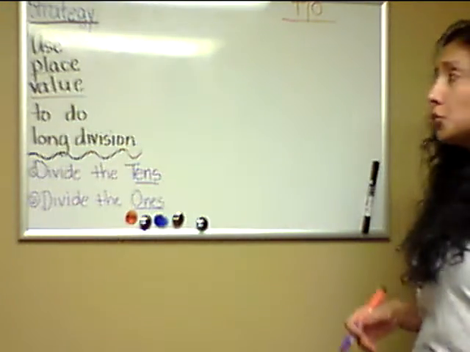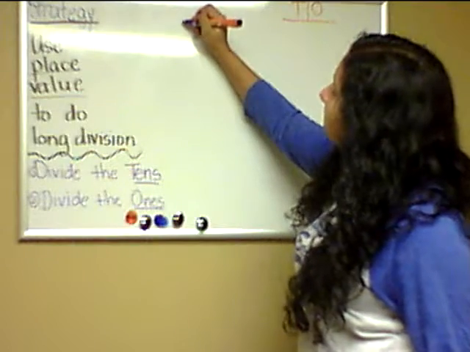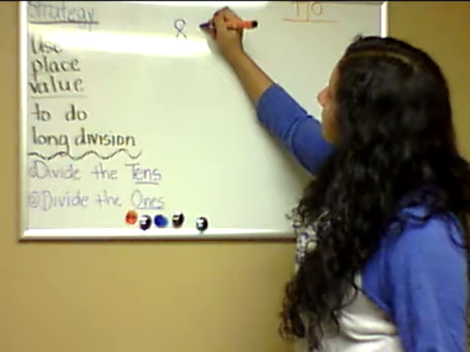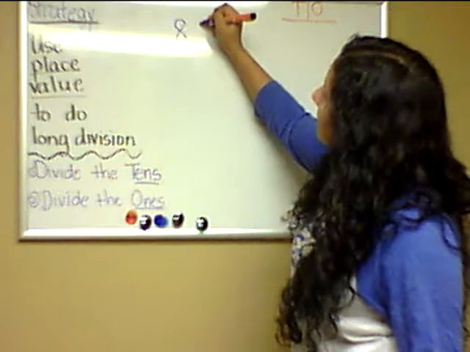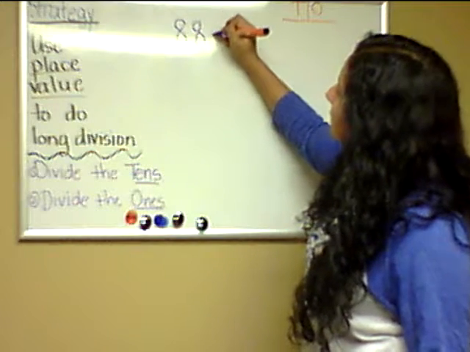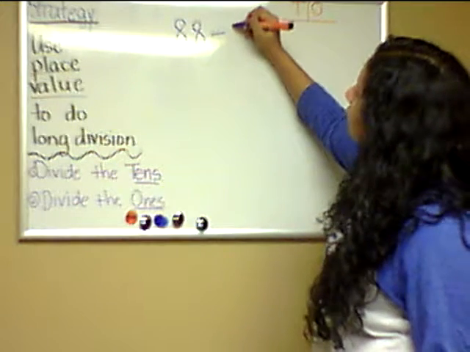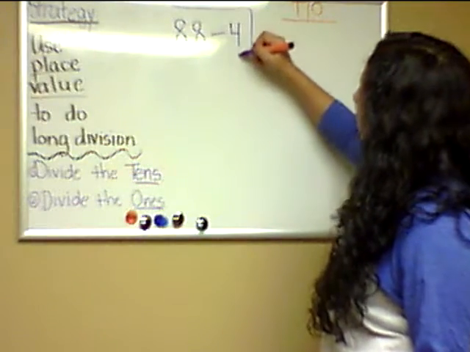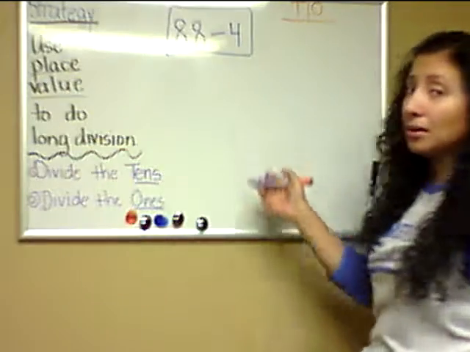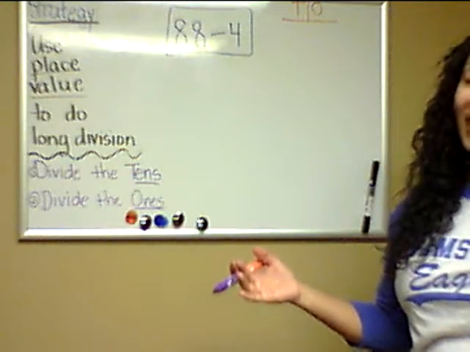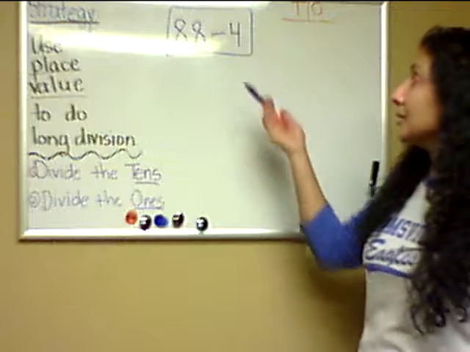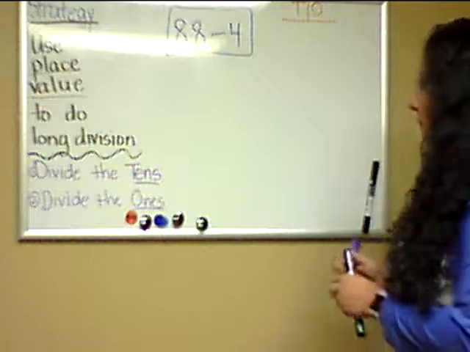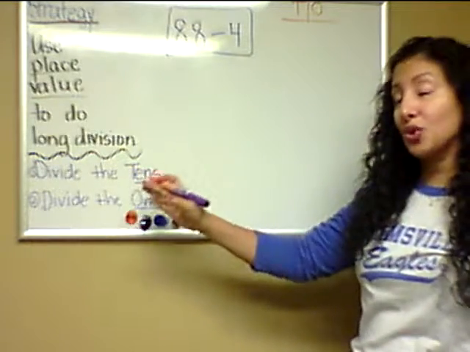This time I'm going to set up the problem. Let's see. 88 divided by 4. Again, 88 is a very large number. It doesn't end in 0, so I can't divide mentally, and I need to set it up as long division to solve it, because I want to show you how to use the strategy.